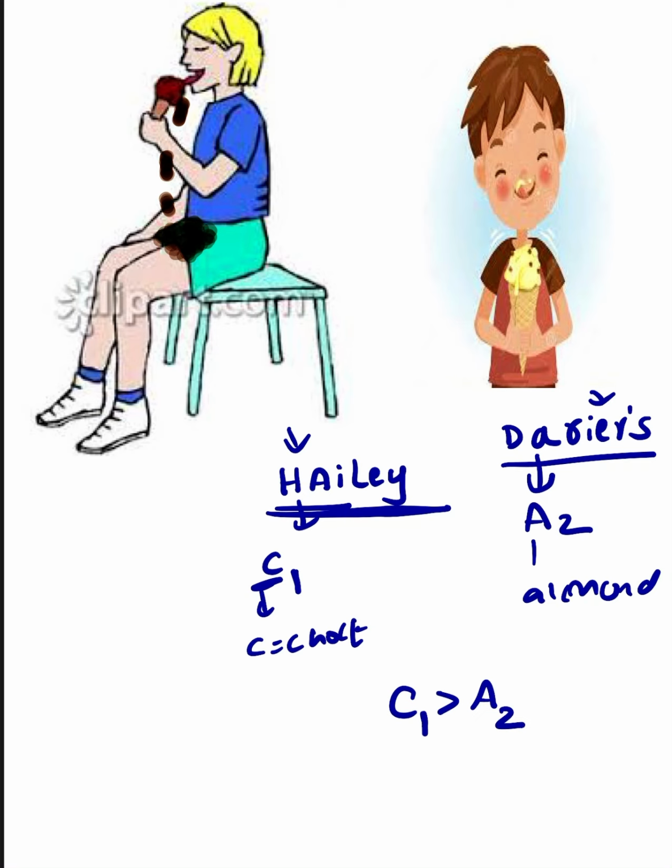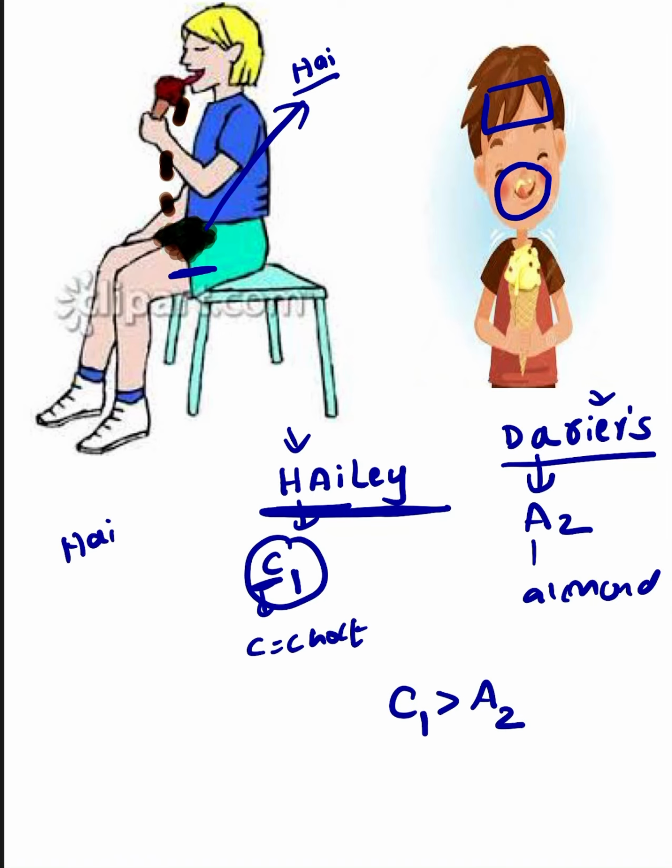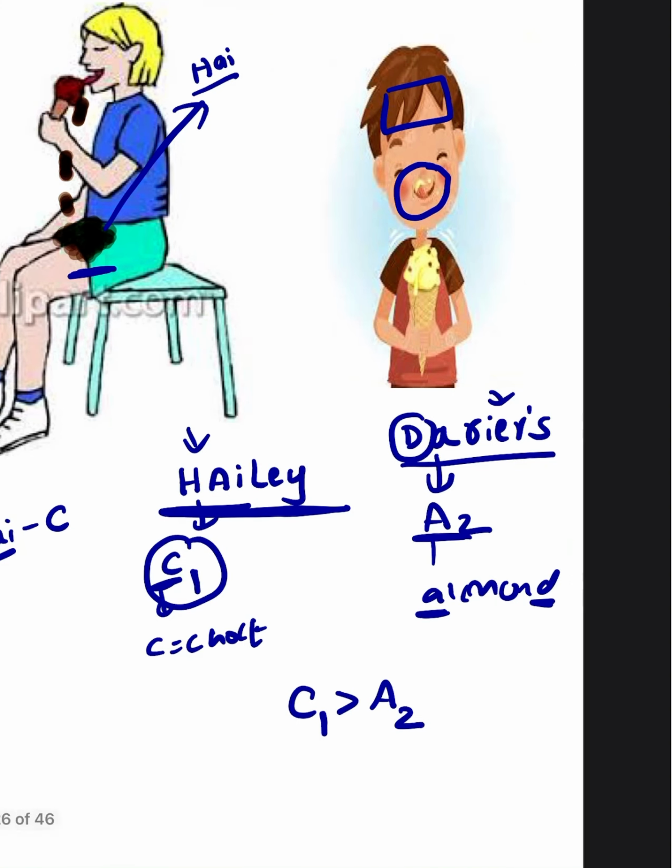Now see how she is eating. All the chocolate is filled on her intertriginous areas. So in Hailey-Hailey disease, intertriginous areas are involved, whereas in Darier's disease the seborrheic areas are involved. Another way you can remember: for Hailey-Hailey disease it is C1, we all say hey chocolate, so hey means C, whereas in almond, A and D means Darier's, A2 is involved.